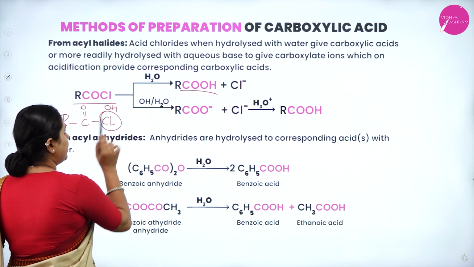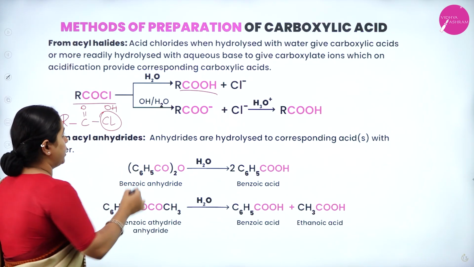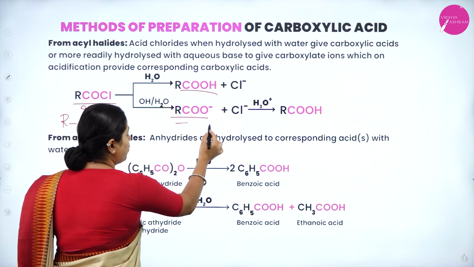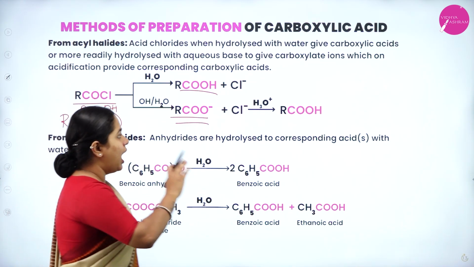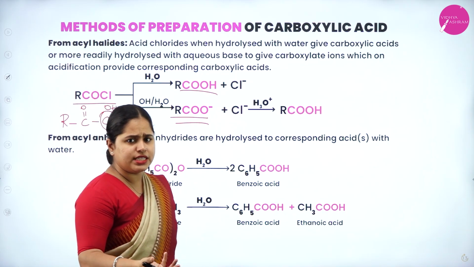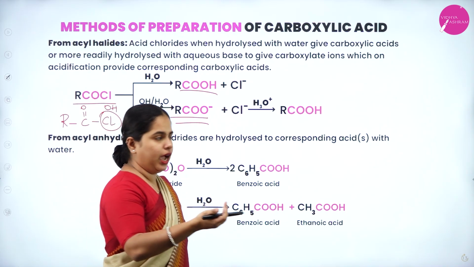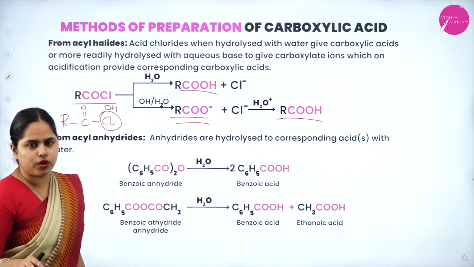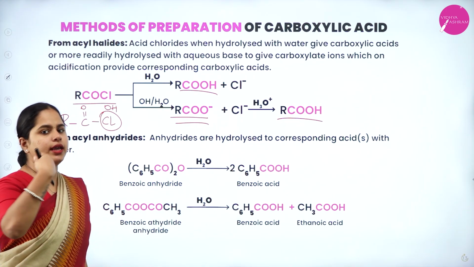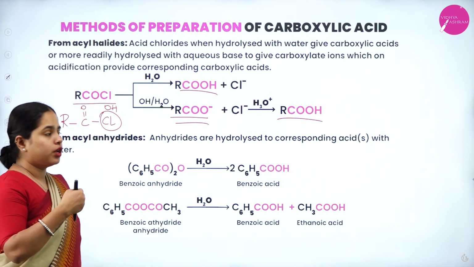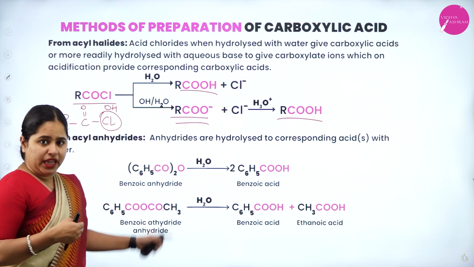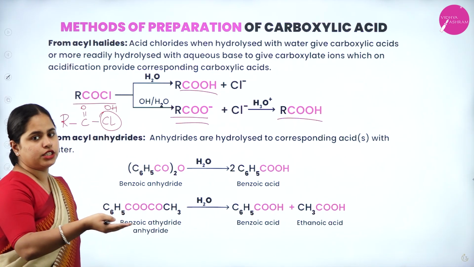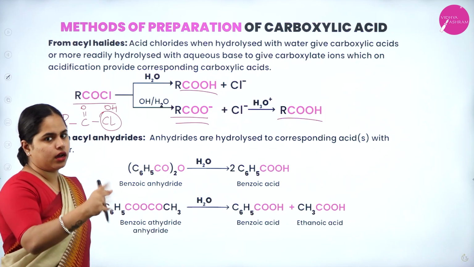Right. Now another one is it can react with the base also, that is OH minus. What will be formed? Carboxylate ion will be formed first, and then we are going to acidify it and H plus will be added, and you will get the carboxylic acid. So either way you can do: you can add water directly and get carboxylic acid, or else you can add a base by which you will get carboxylate ion, from which by the addition of H plus you will get the carboxylic acid.